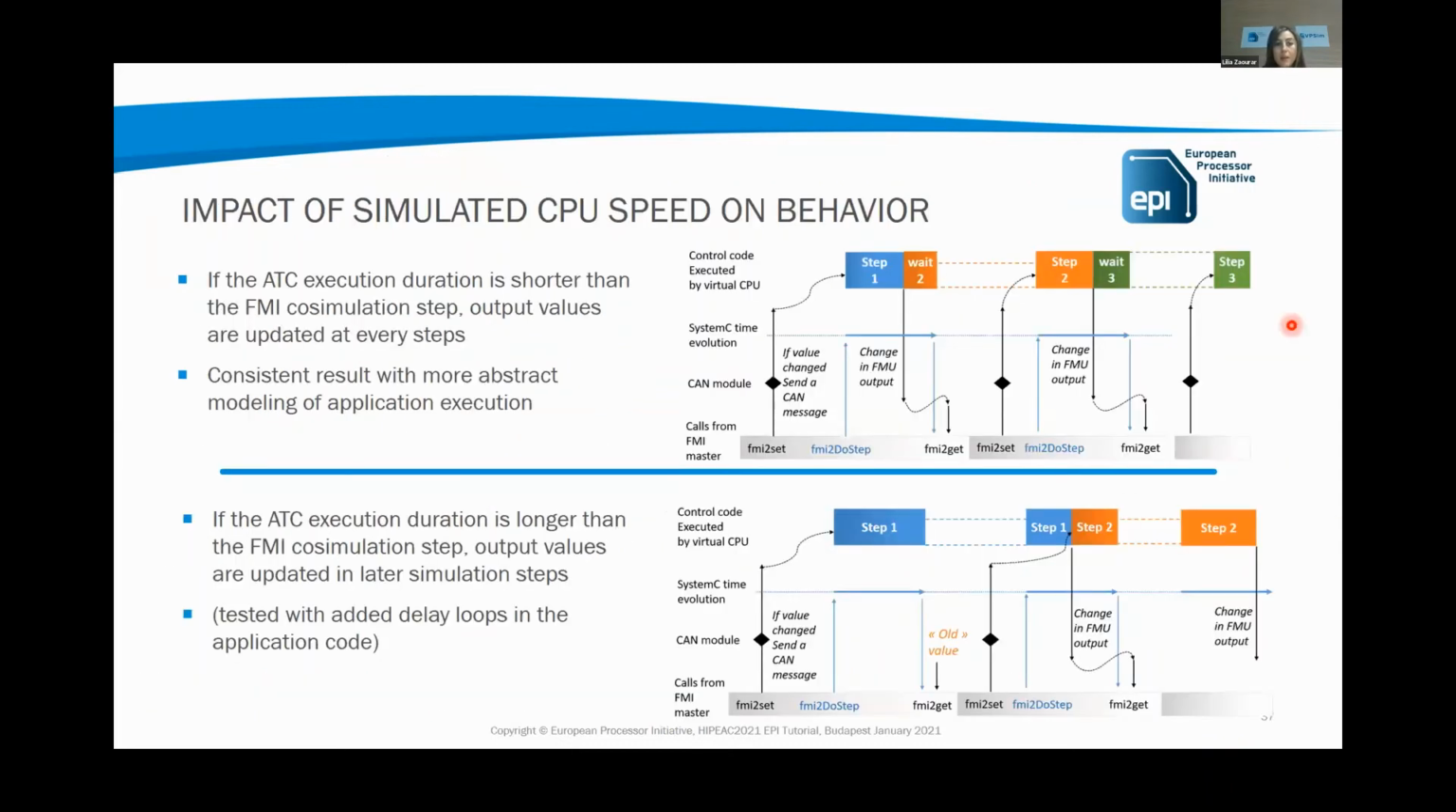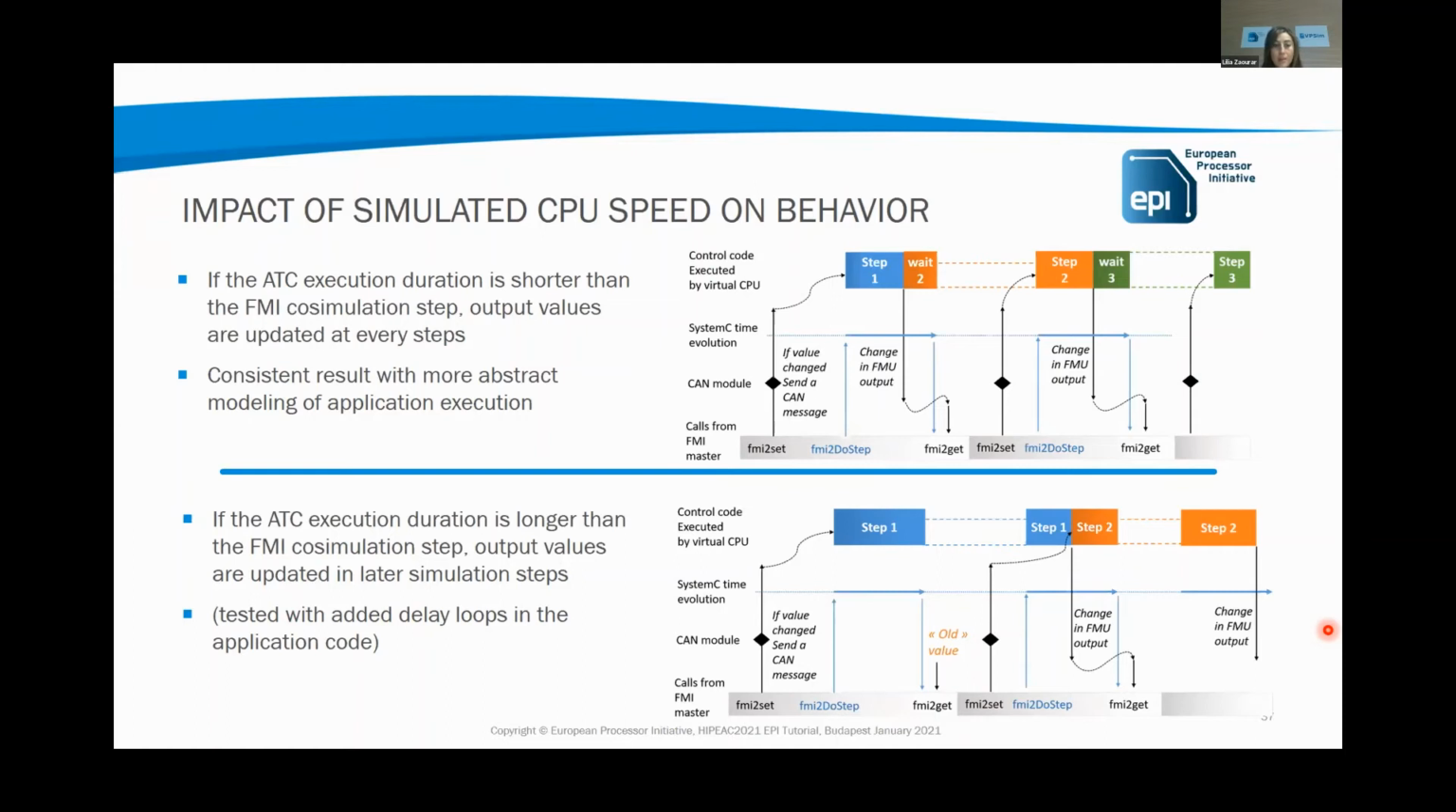We have here the impact of simulated CPU speed with 2 different scenarios. In the best one, the automatic transmission controller execution duration is shorter than the FMI co-simulation step, and output values are updated at every step. Consistent result with more abstract modeling of application execution. And in the worst case, the automatic transmission controller execution duration is longer than the FMI co-simulation step, output values are updated in later simulation steps.